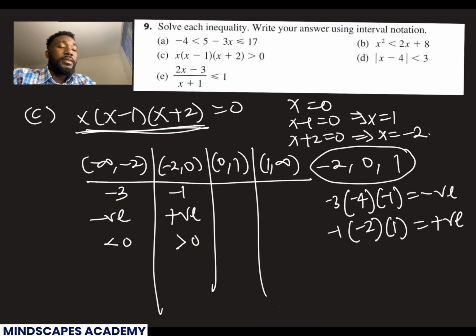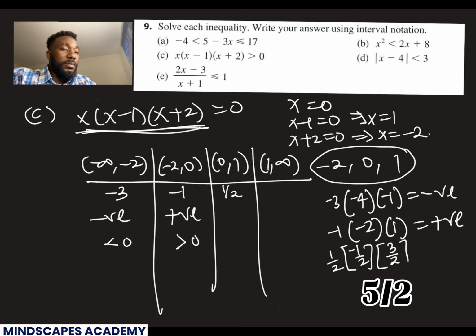Now, between 0 and 1, what can we choose? Between 0 and 1, we can choose 1 divided by 2. If you choose 1 divided by 2, that is 1/2 into 1/2 minus 1, which is -1/2, and 1/2 plus 2, that should be 3/2. Now, if you multiply, this will give us negative. All we are interested in is the negative or positive, not the value. So this will give us negative, just less than 0.